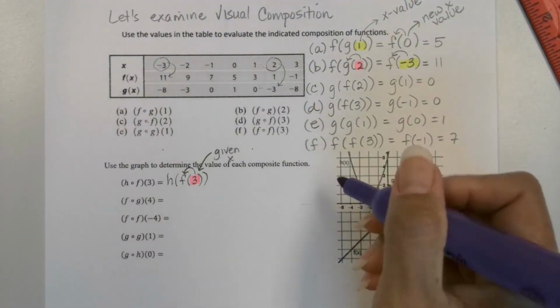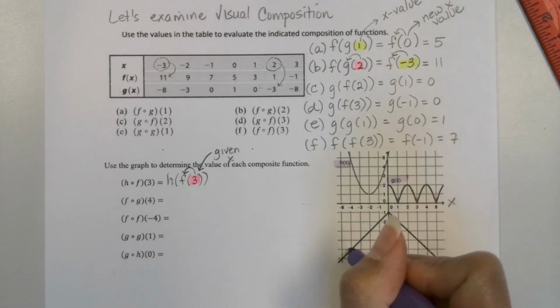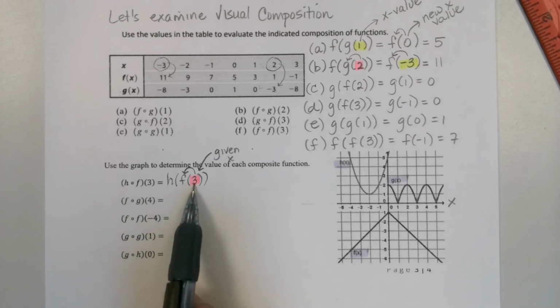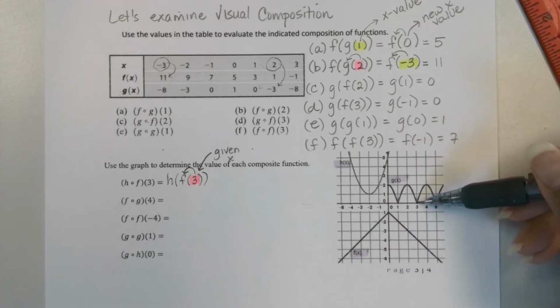You have the h of x graph right here. You have the g of x graph and the f of x graph. So you have 3 different graphs that you will be referring to, so pay attention to which one they're talking about. So we're starting at our pink 3. Go to the x-axis, put your pencil at the 3.